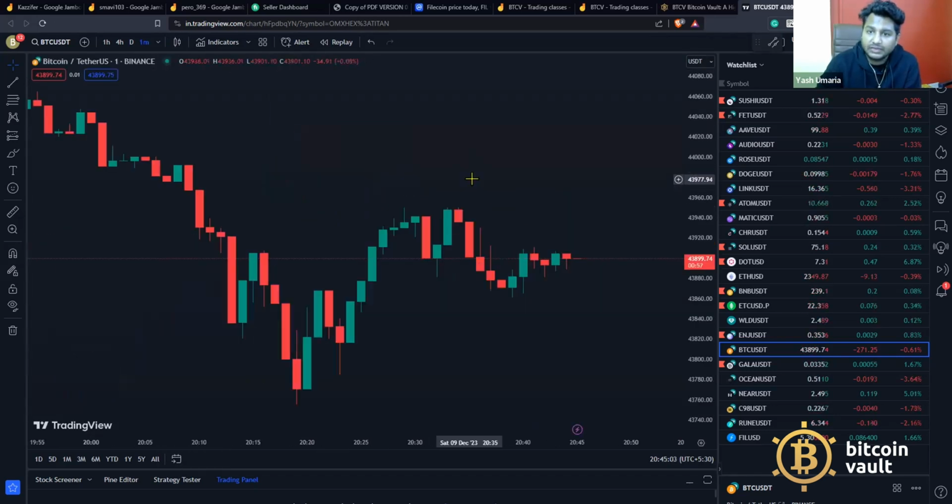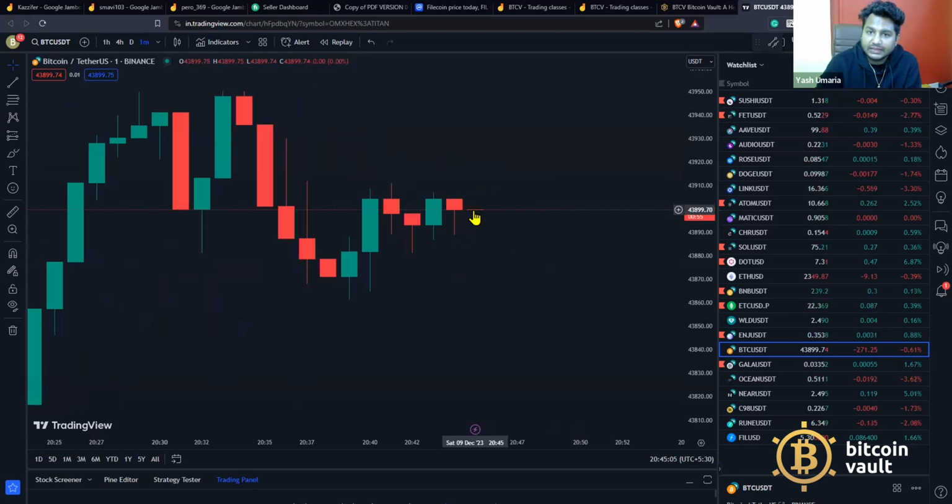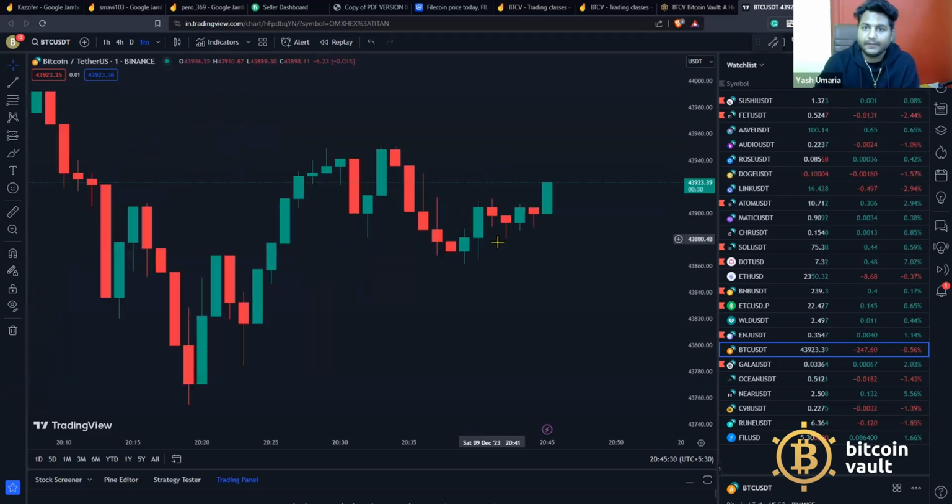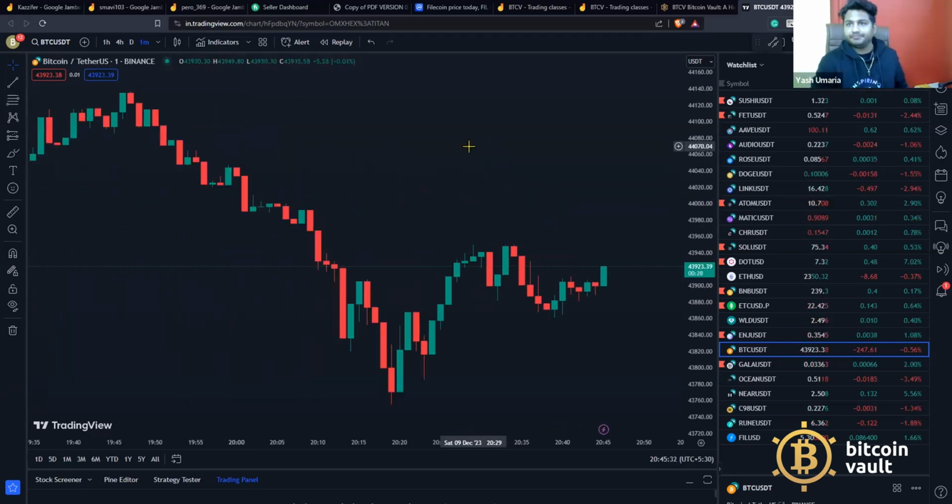If I go on a 1 minute chart, you can clearly see this candlestick is in formation right now. See, the market moved up, so this candlestick turned into a green one. We still have 49 seconds left to complete this candlestick, and after 44 or 43 seconds, there will be a new candlestick. As you can clearly see on the screen, the market is moving up, so it becomes a green candlestick. If the market goes down, then it will convert into a red one. I hope this much is clear.